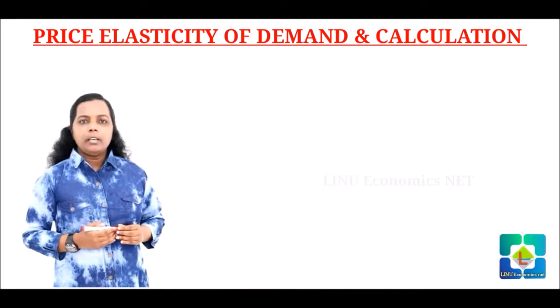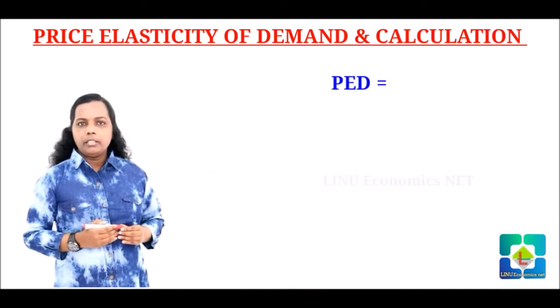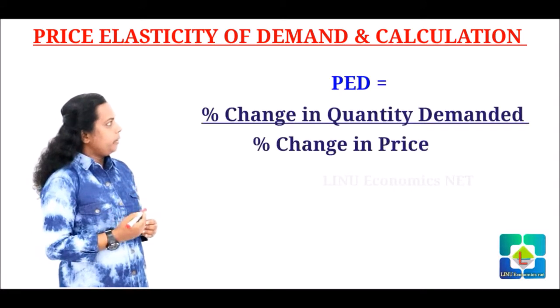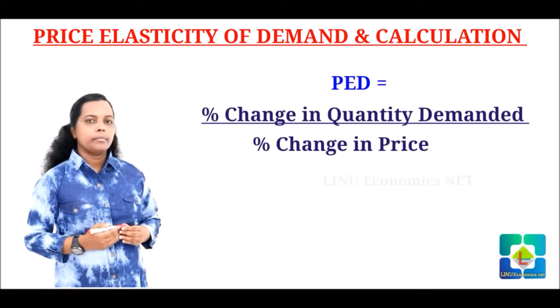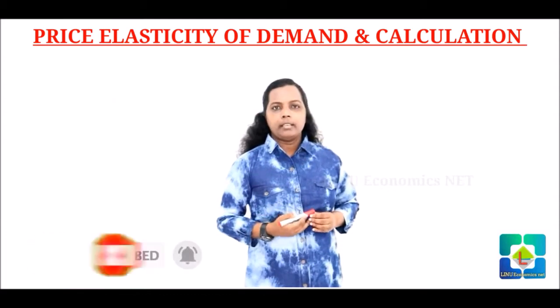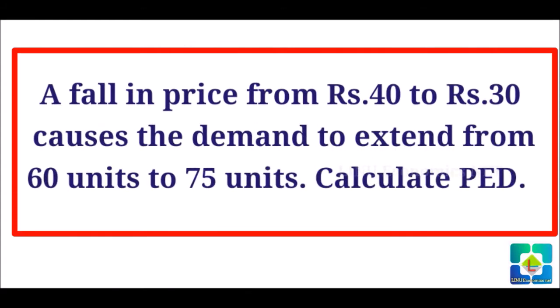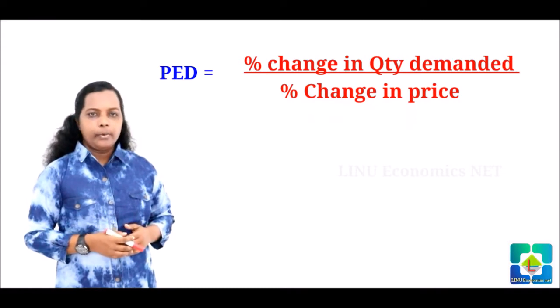Price elasticity of demand, PED, is equal to percentage change in quantity demanded divided by percentage change in price. This is the equation. Let's do one example. A fall in price from 40 to 30 causes the demand to expand from 60 to 75 units. Calculate price elasticity of demand. Okay, let's do the calculation.